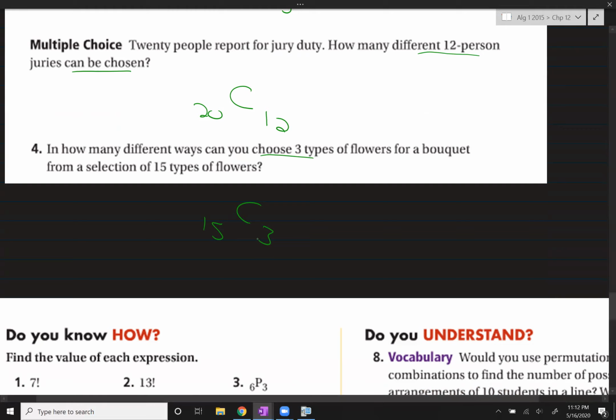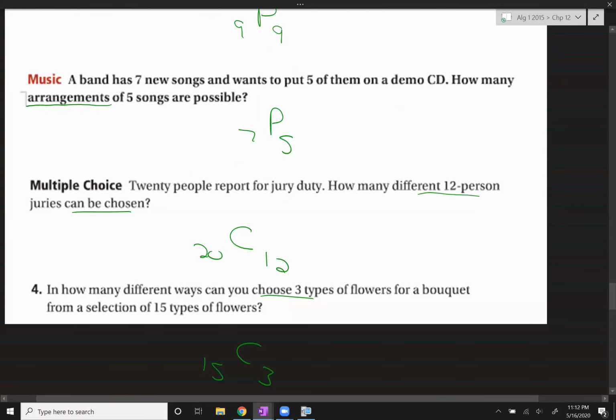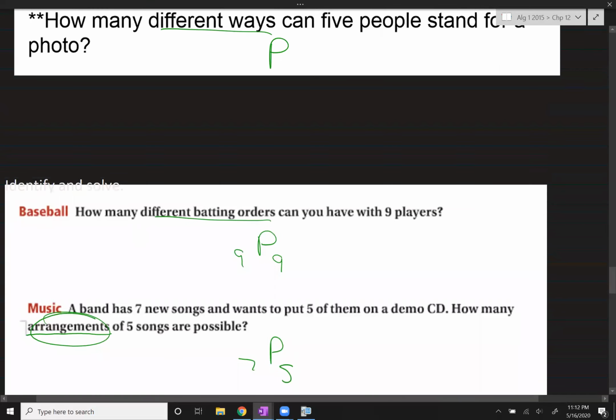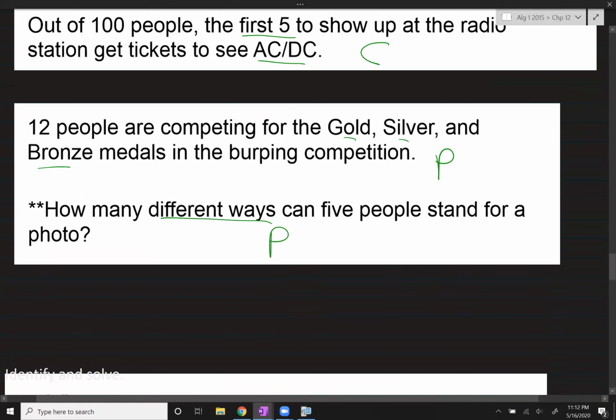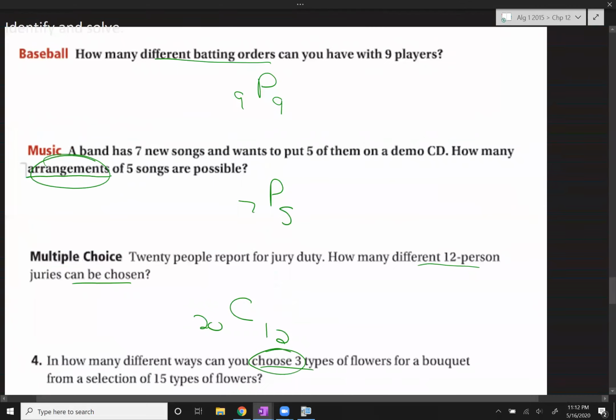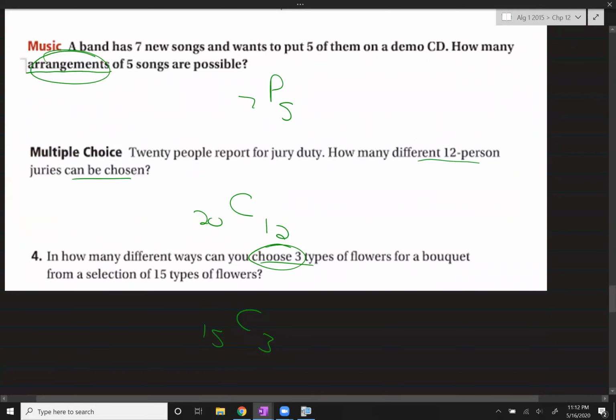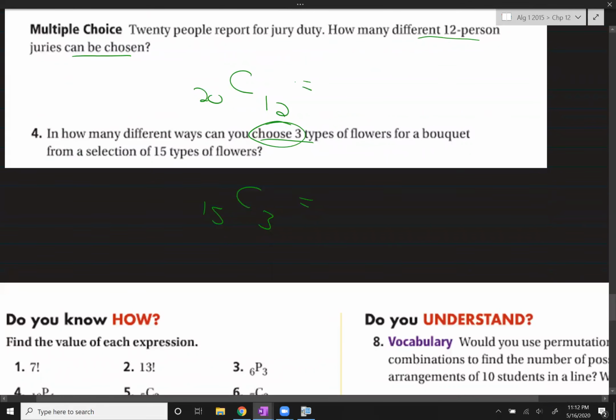So hopefully that helped trying to clarify some of those things. We're looking for keywords if we're just choosing something versus making an arrangement of things. There are some other keys that make this super, super simple. As soon as you see first, second, and third, or gold, silver, bronze, you know it's a permutation. And if you missed the calculator portion, please go back to that so that you know how to find the actual number that goes along with these.